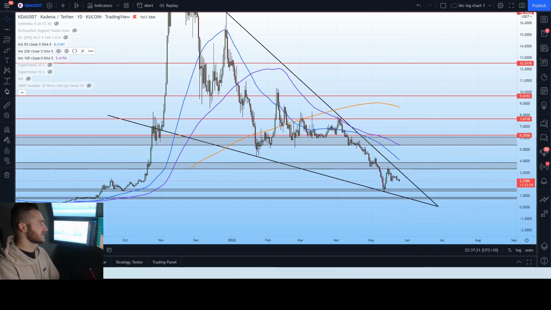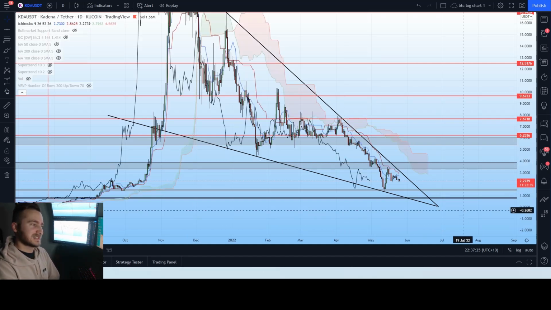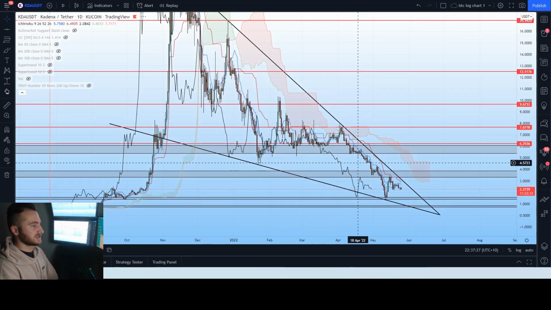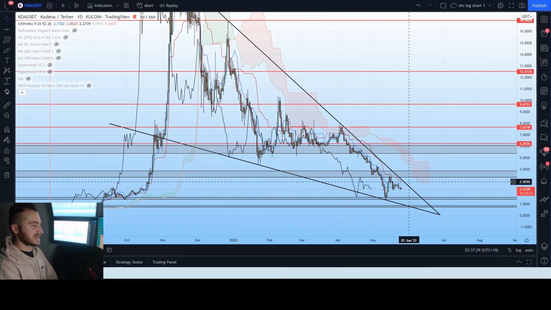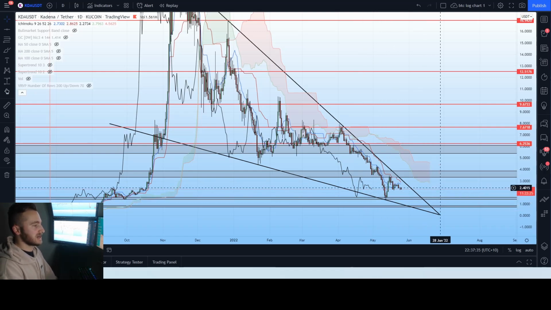All right, so moving on from there, let's take a look at our Ichimoku cloud. Let's see if the Ichimoku cloud can show us anything. Not really, guys, but underneath the Ichimoku cloud, the conversion line and the baseline are acting as a little resistance here. Obviously, the cloud's acting as a resistance, and our lagging span is not really doing any favors for us right now.